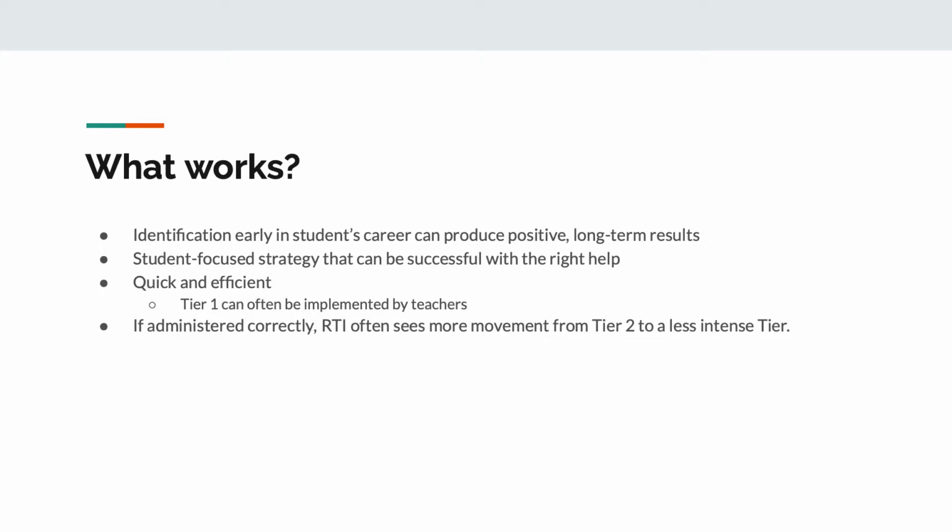It's quick and efficient. Because Tier 1 can often be implemented by the teachers, this means that you can essentially test and assess students on a wide scale so that you can quickly get results out and figure out what you need to do with that. And then if it is administered correctly, response to intervention is often successful. And so at that point, you see students that are in Tier 2 that will typically move back to Tier 1 as opposed to being escalated to Tier 3, which is really the success that we're looking for when we use response to intervention.